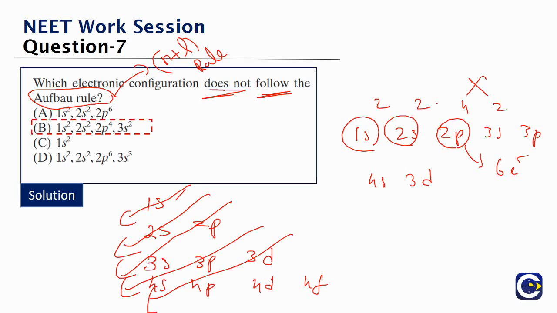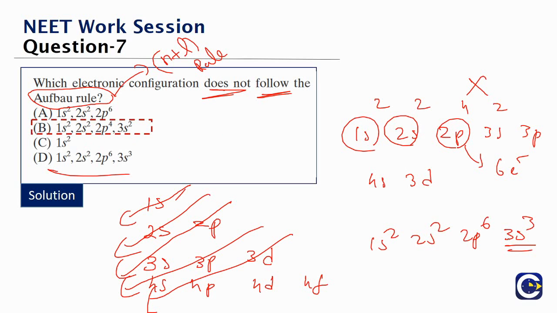What is it? The one that does not follow the Aufbau rule is what? Option B. In fact, we can check option C and D also. C is what? 1s2, straight, not much issue with that. D is what? 1s2, 2s2, 2p6. So we are completely filling each of the subshells. After that, we are filling 3s3.